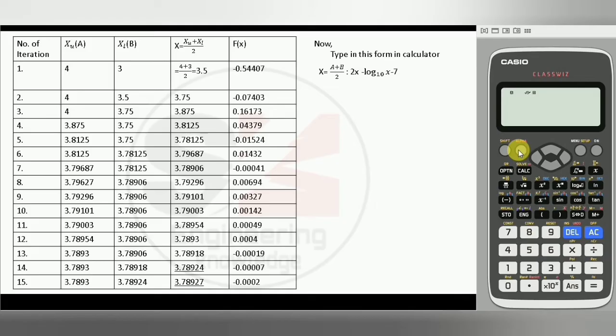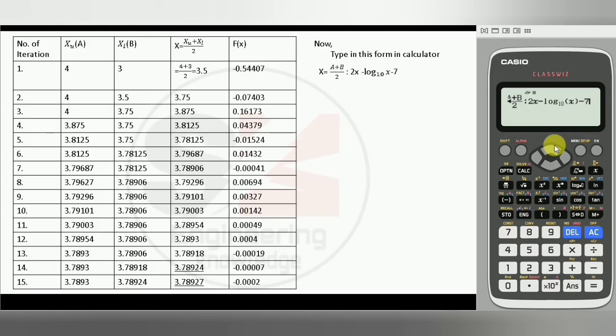So press this alpha button, then x, then again this equal to, then alpha, then we have to click here, then no alpha, then 2 alpha x minus log 10 x minus 7.